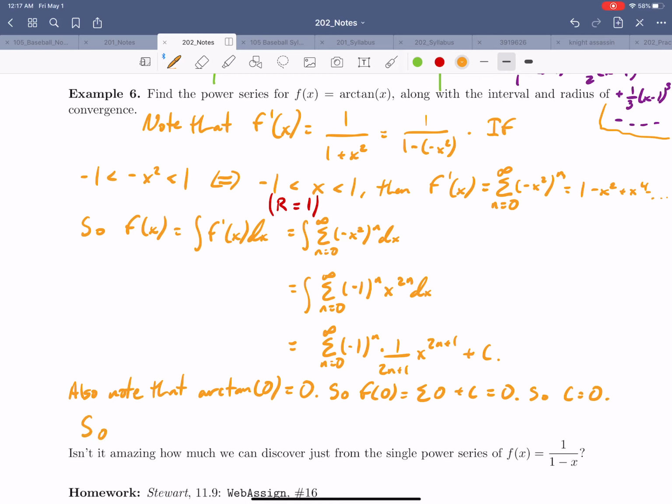So really, the power series for f can be written like this: the sum from 0 to infinity of negative 1 to the n, and I'm just going to divide it by 2n plus 1, x to the 2n plus 1. And just to be crystal clear, we have that all x are in negative 1 to 1, with radius of convergence 1. Right, if you want, you can write I equals negative 1 to 1 if you prefer.